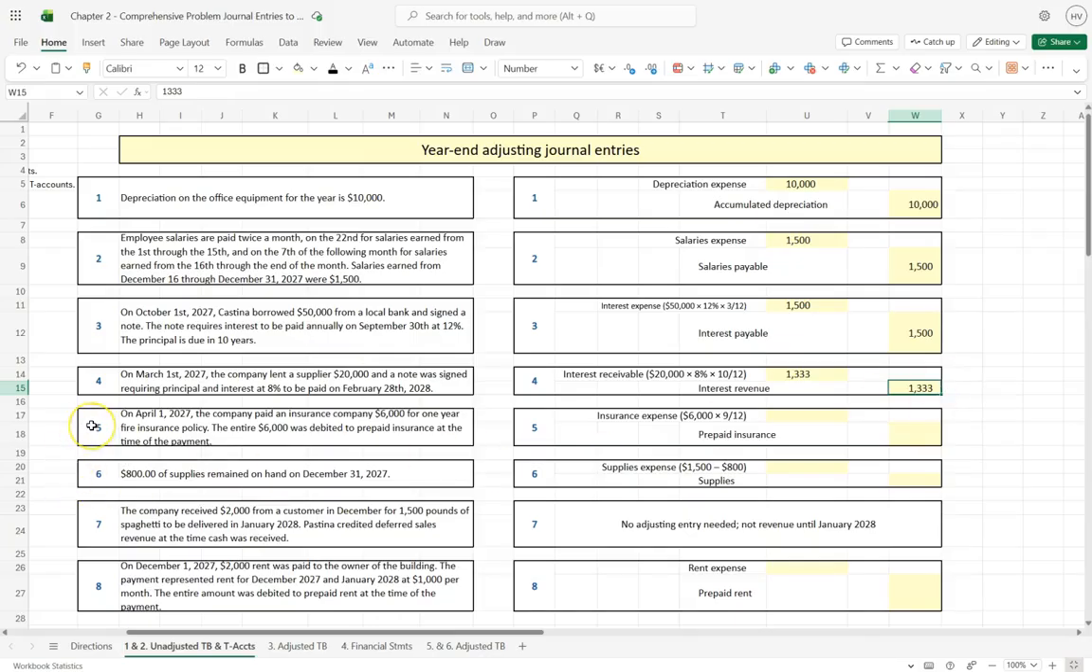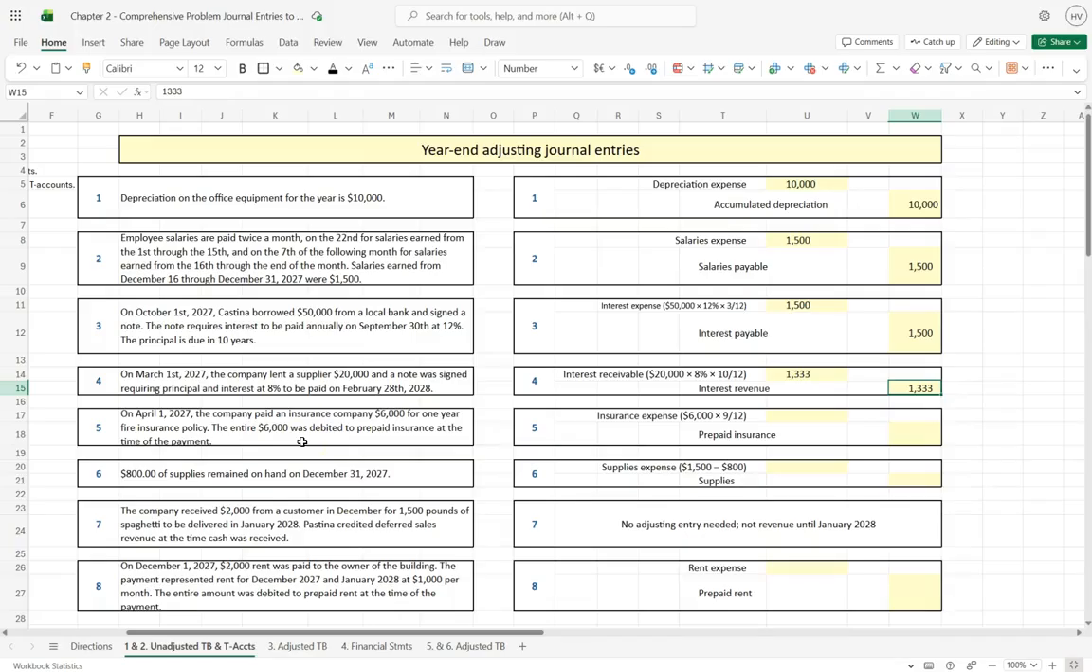Number 5, on April 1, 2027, the company paid an insurance company $6,000 for a 1 year fire insurance policy. The entire $6,000 was debited to prepaid insurance at the time of the payment. So on April 1, we paid for a fire insurance policy in advance. We would have debited prepaid insurance, which is a balance sheet account, and credited cash for $6,000. It was a 1 year policy.